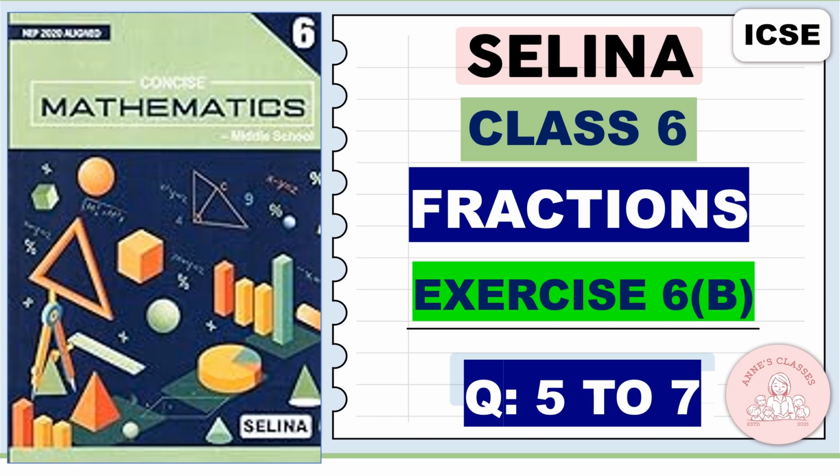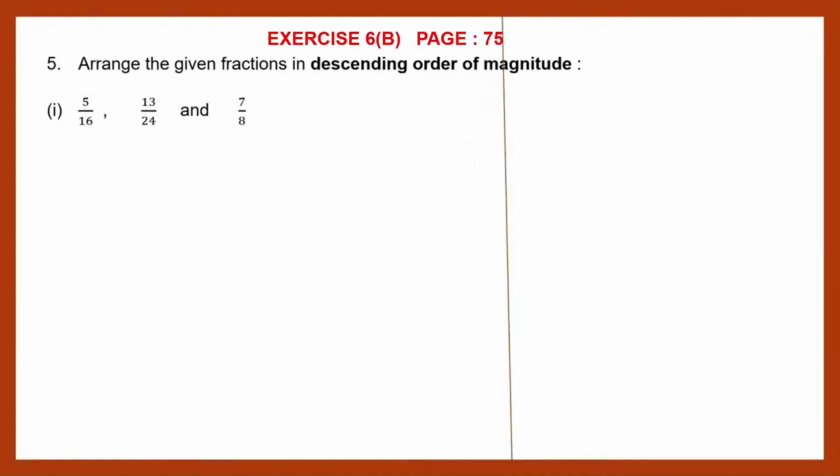Let's do fractions, exercise 6b, question 5. Arrange the given fractions in descending order of magnitude. So we have three fractions here: 5 by 16, 13 by 24, and 7 by 8.